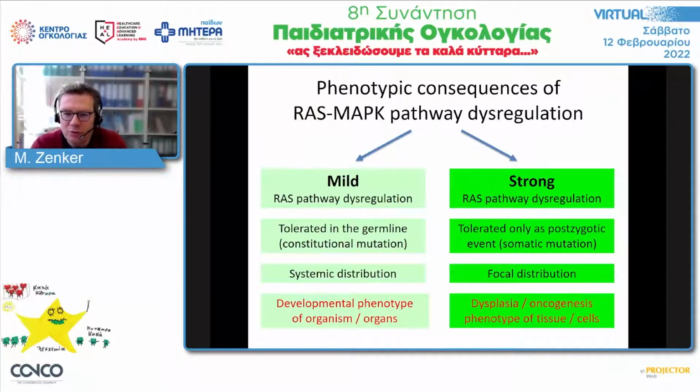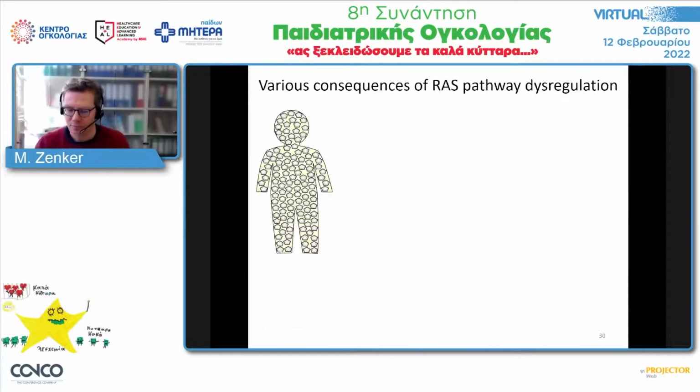So what can we conclude from this? There's obviously a dualism between, on one hand, mild RAS pathway dysregulation that is tolerated in the germline, if it's a constitutional mutation, and then has a systemic distribution and causes a developmental phenotype that affects organs or the whole organism. And on the other hand, we have the strong RAS pathway dysregulation that is tolerated usually only as a post-zygotic event, is lethal in the germline and has a focal distribution, and you can really see where the mutation is because it leads to a dysplasia or sometimes oncogenesis of the phenotype of the tissue of affected cell. Or in other words, we have these strong mutations, somatic mutations that can contribute to oncogenesis.